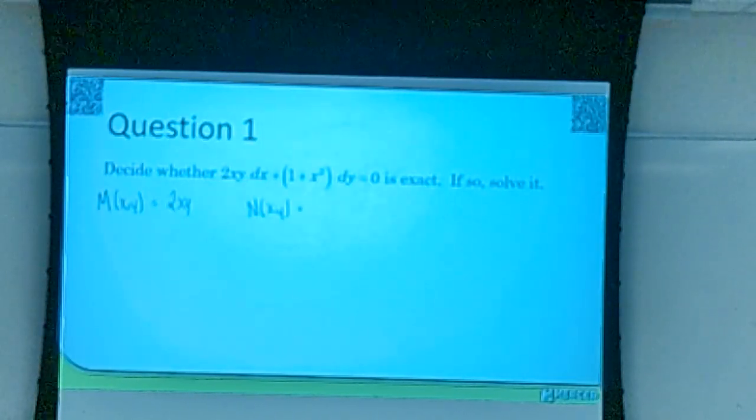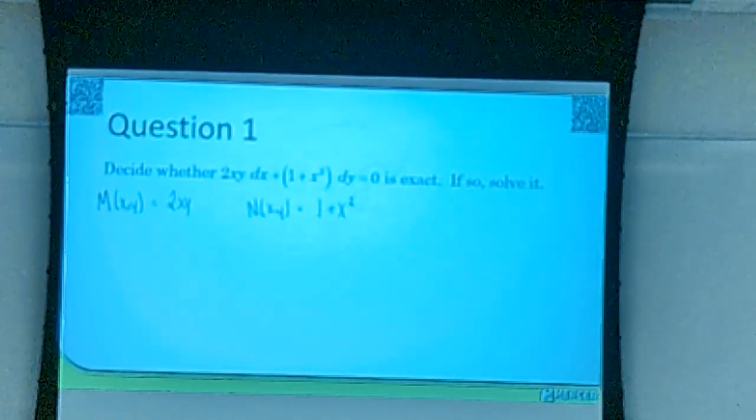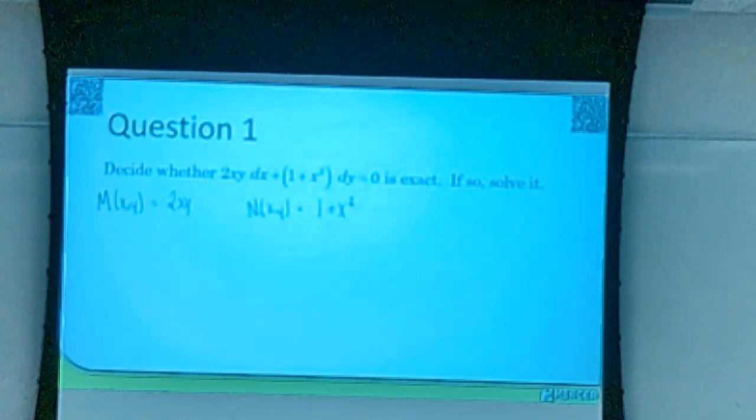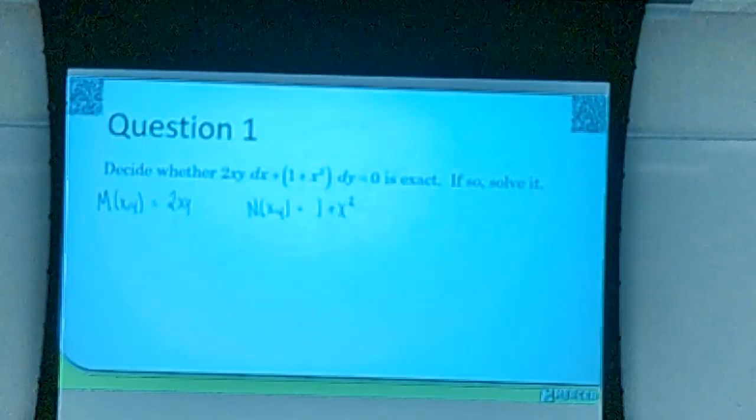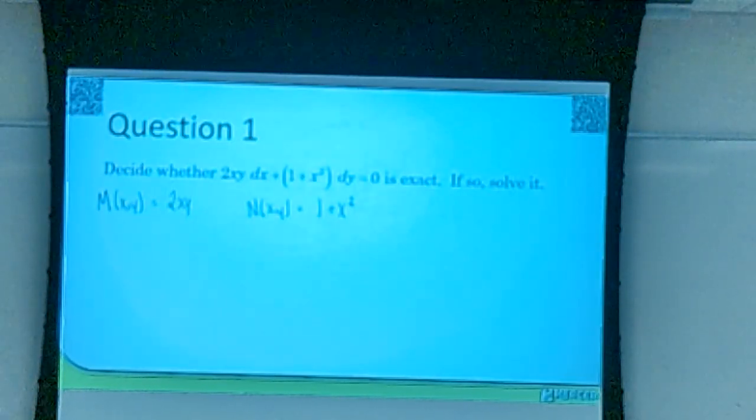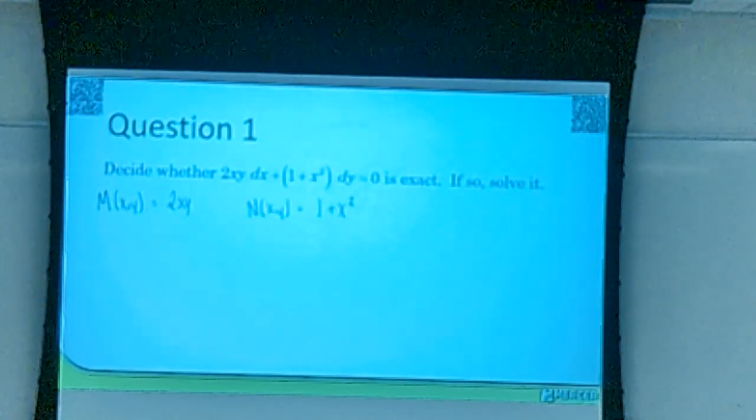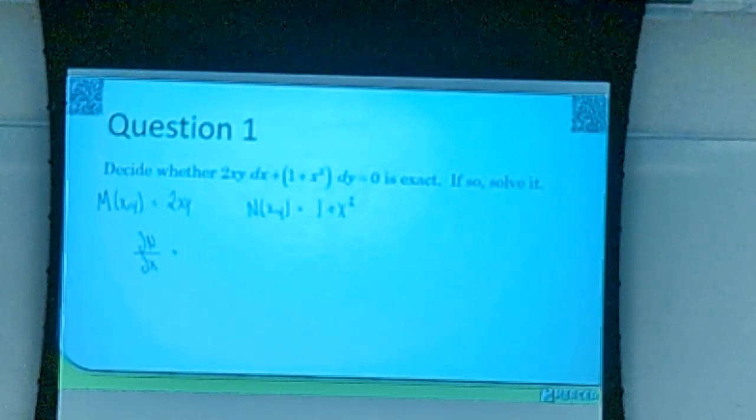And N is just the function that's attached to the y differential. Now apply the test in Theorem 1. Those are called the mixed partials. Partial N, partial x. So for this purpose, who are my Calc 3 people?